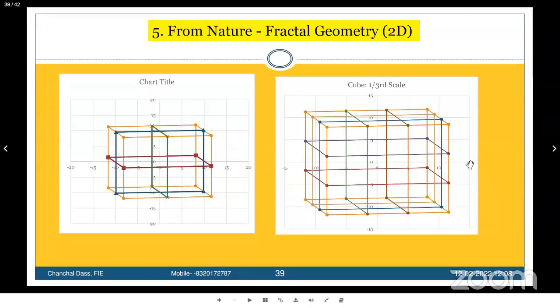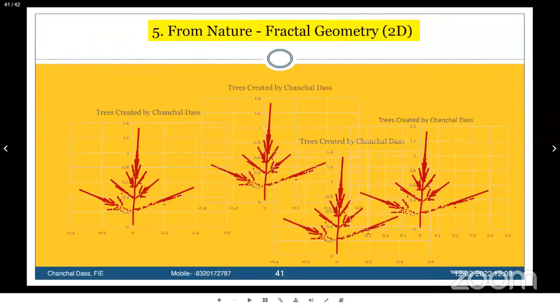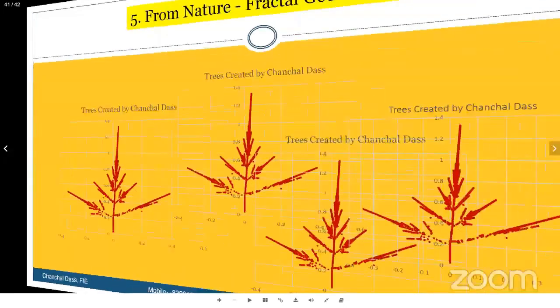Fractal geometry is still not there in our engineering colleges and many colleges. After graduation also, people don't know the geometry of nature. This is actually the geometry of nature. I have created this as a 2D, and these trees I have also created in mathematical modeling in Excel.